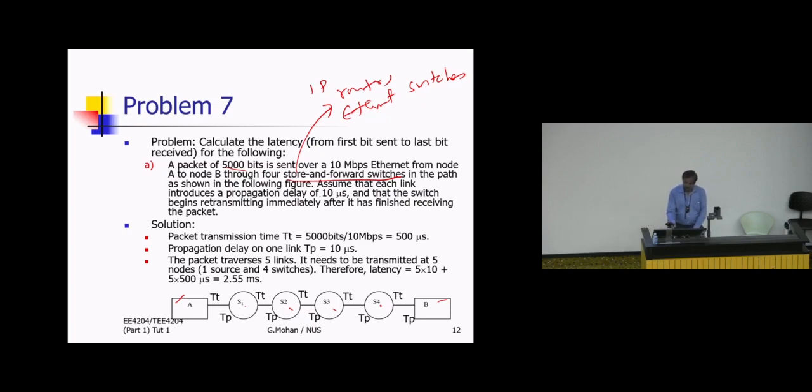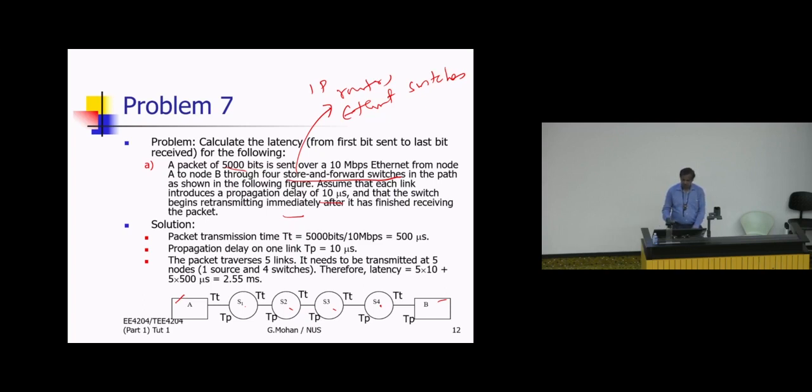Now the propagation time on each link is 10 microseconds. The same propagation time, which makes our calculation easier. And the switch begins retransmitting immediately after it finishes receiving the packet. That means once the last bit of the packet, the 5000 bits, is received, it doesn't wait. There's no queuing time. It starts transmitting bit number 1, 2, 3, etc.